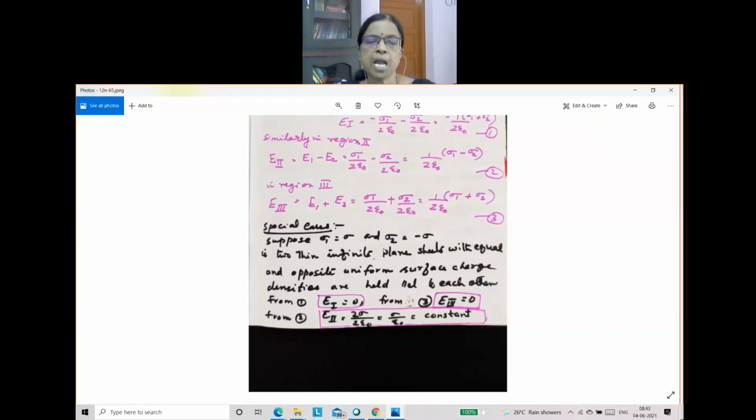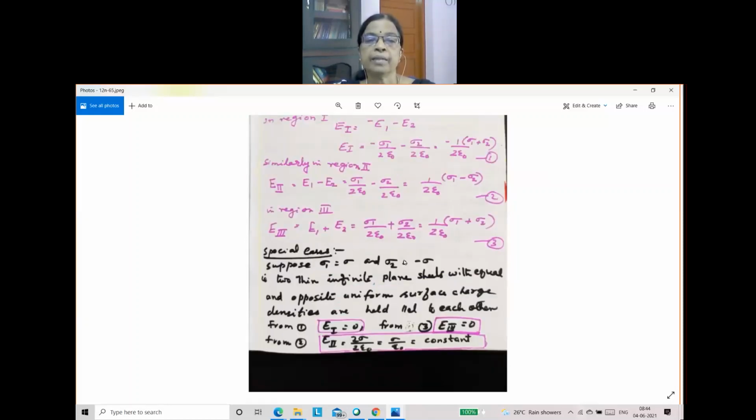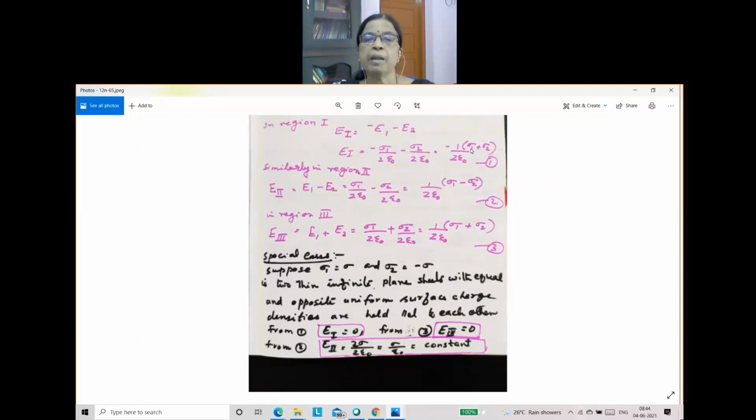Okay, and one more special case comes. If sigma 1 is plus sigma and sigma 2 is minus sigma, what will be the field? One is positively charged, the other is negatively charged, equally. One is plus sigma, the other is minus sigma. What is the electric field? In that case, we can substitute for E1: one is plus sigma, the other is minus sigma. What does it become? Plus sigma minus sigma adds to 0. So E1 is 0. Similarly, E3 also, plus sigma minus sigma, will be 0.